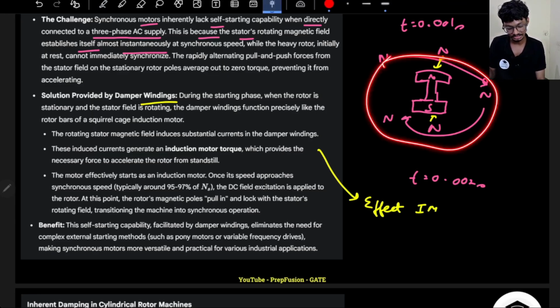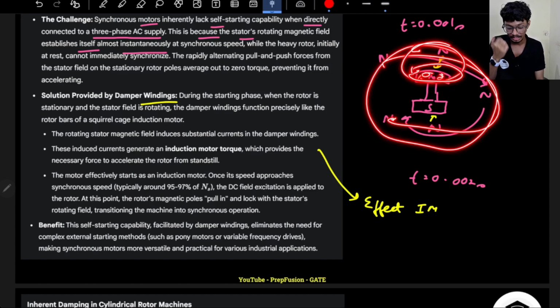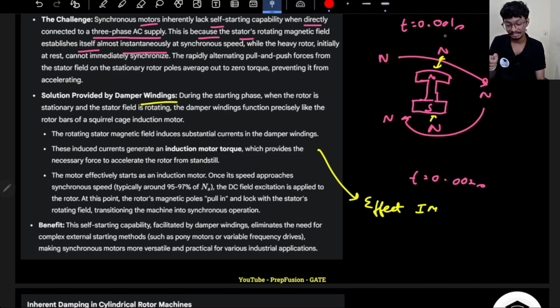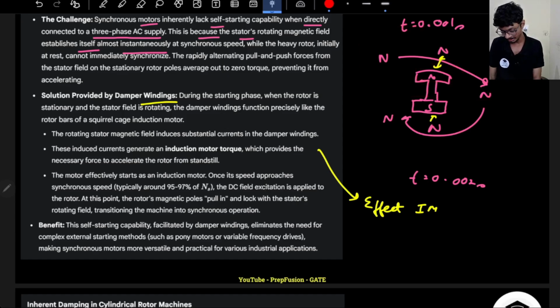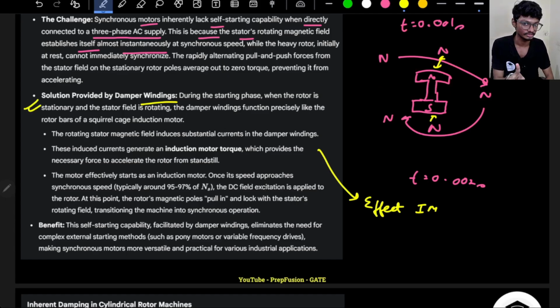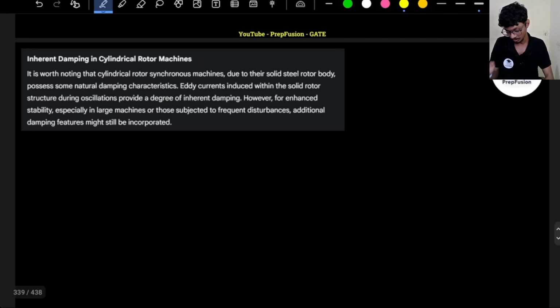The stator poles are rotating very fast, and I have damper windings here. Due to that, there is a relative speed difference. Due to that, an EMF is induced, and due to that a current flows, and that current produces a torque such that it reduces the relative speed between the stator magnetic field and the rotor. So the damper winding is useful in this case as well, for starting. So the damper winding has two use cases: one is starting, and the other is reducing the oscillations.